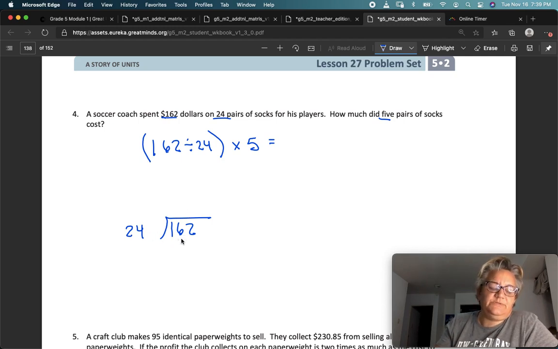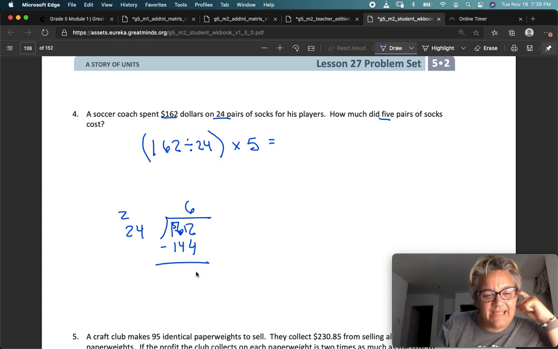24, 1, 2, 3, 4, 5, 6 times. 6 times 4 is 24. Carry the 2. 6 times 2 is 12, 13, 14. Then I've got 8, 18 left. I'm going to add a 0. Okay, and this is cents, right? Because we're talking about dollars.